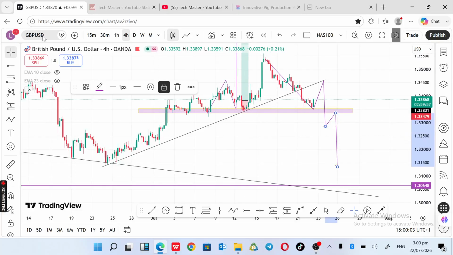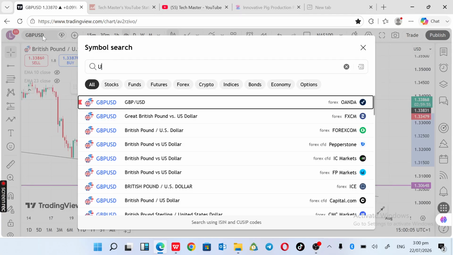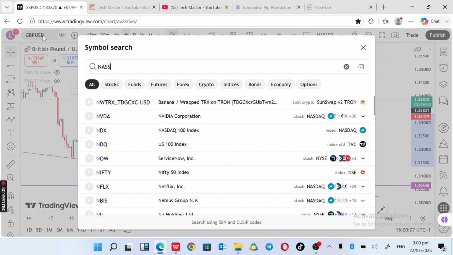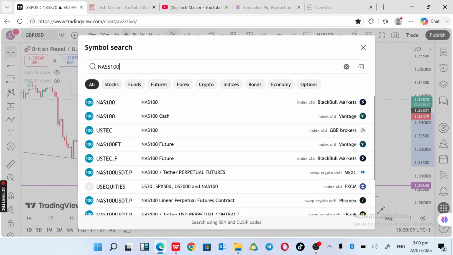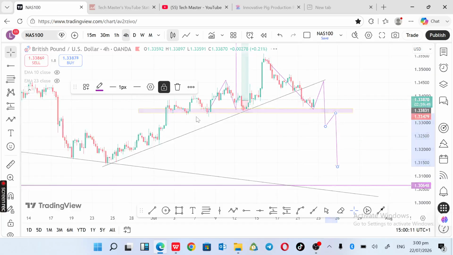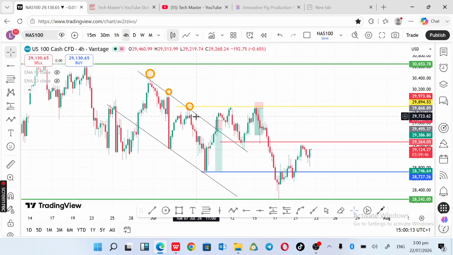Now let's look at NAS 100, which is also referred to as Nasdaq or US 100. So this is the analysis we had over the week.